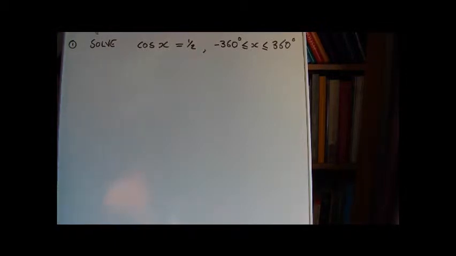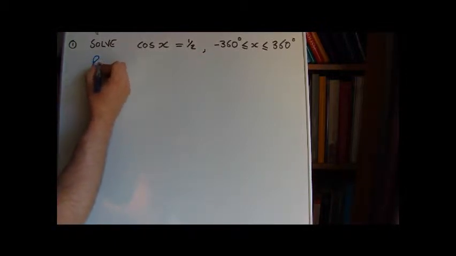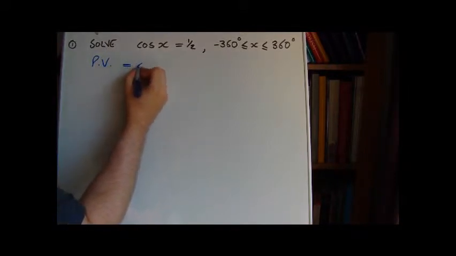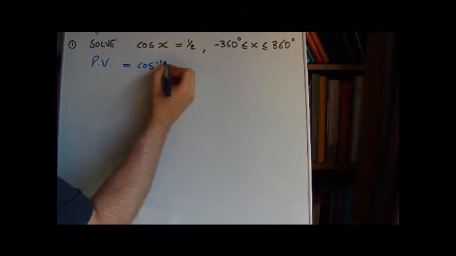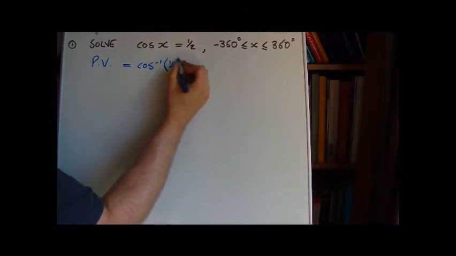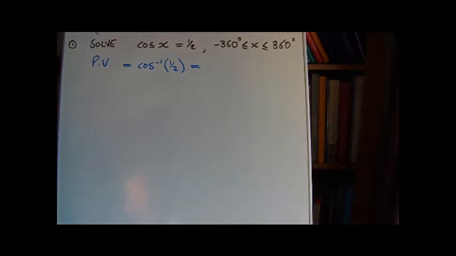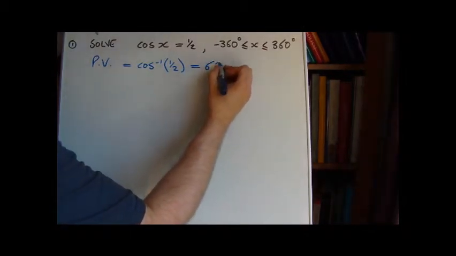To solve this, we need to first find the principal value, and in this case it's the inverse cosine function of a half. Your calculator or your memory should tell you that this is equal to 60 degrees.